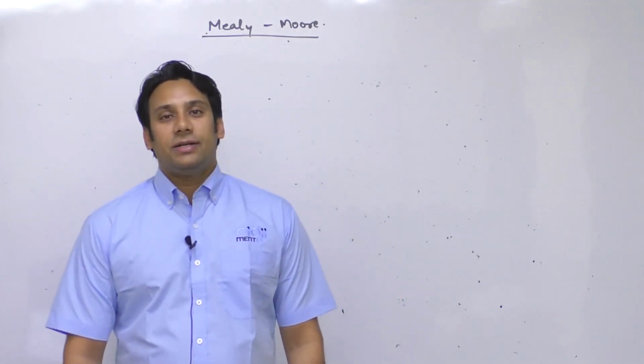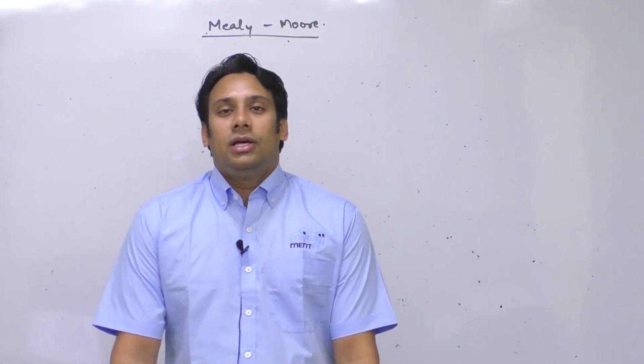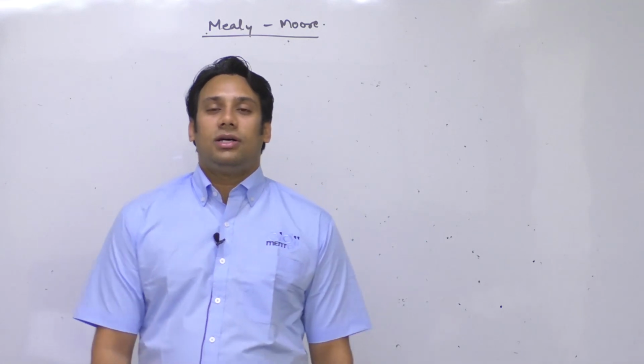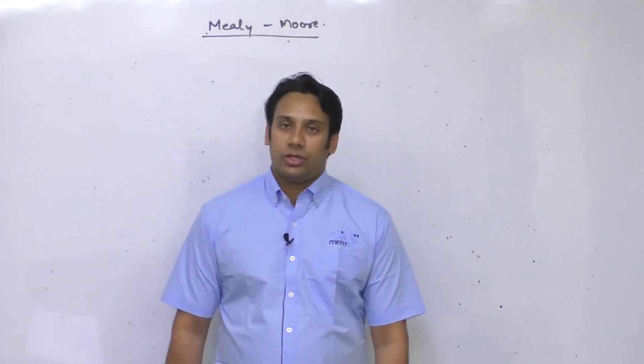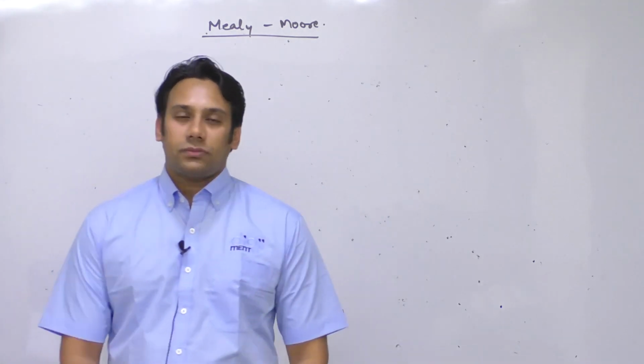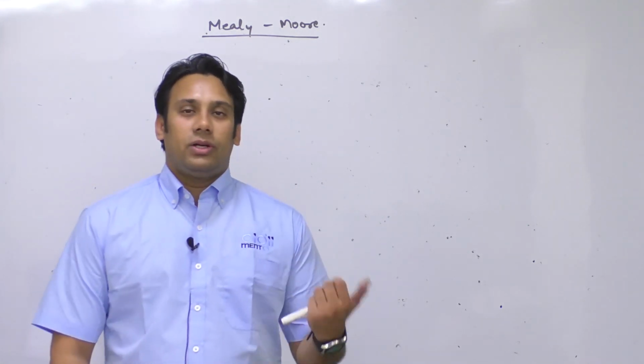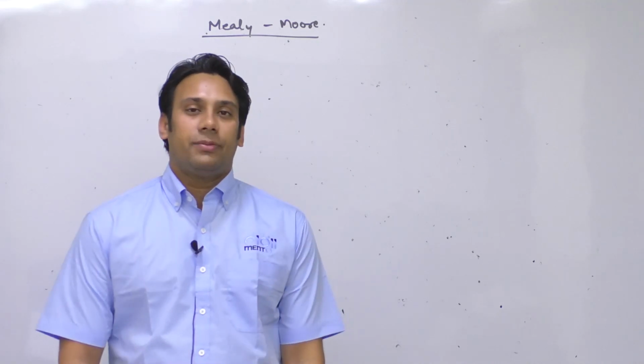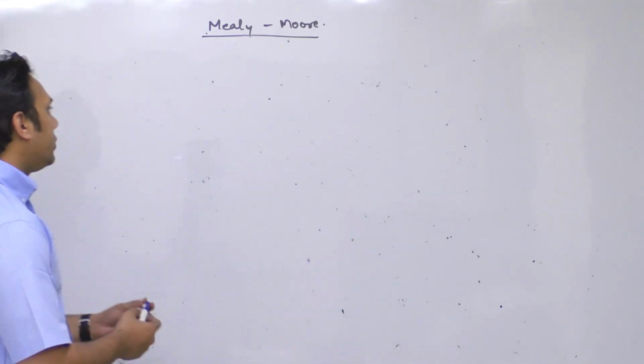You have already studied these Mealy and Moore machines in your digital logic subject. I've already given you examples of Mealy and Moore machines in digital logic also. Okay, let me do one thing. First I'll give you an example, and then you will understand how a finite automata can produce an output.